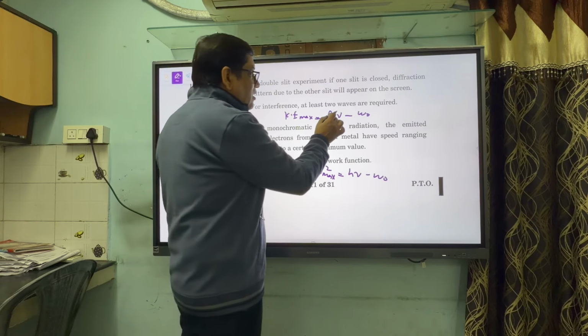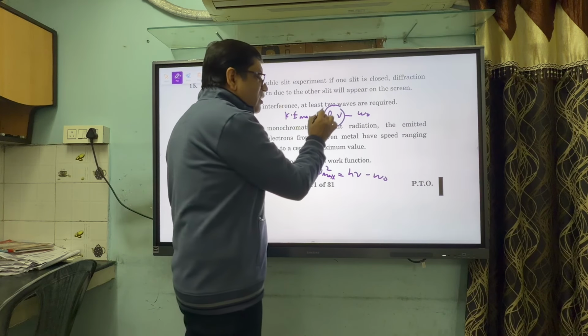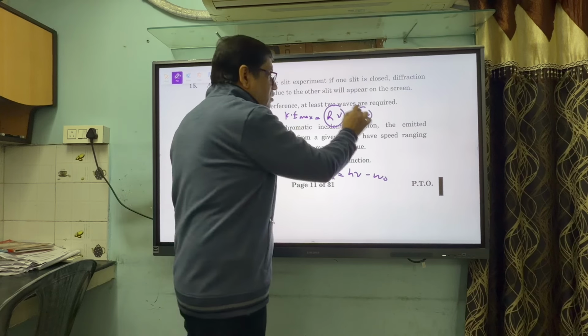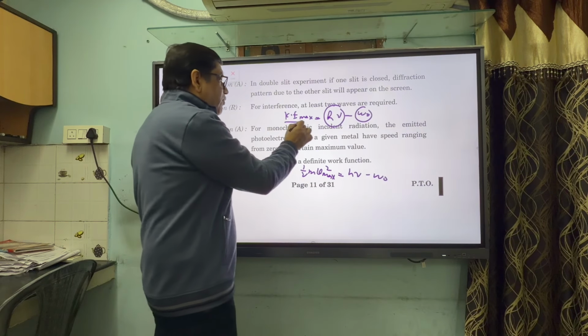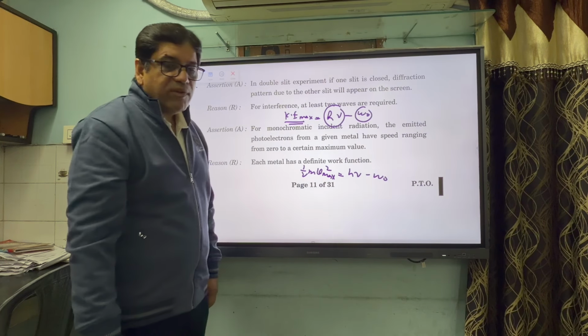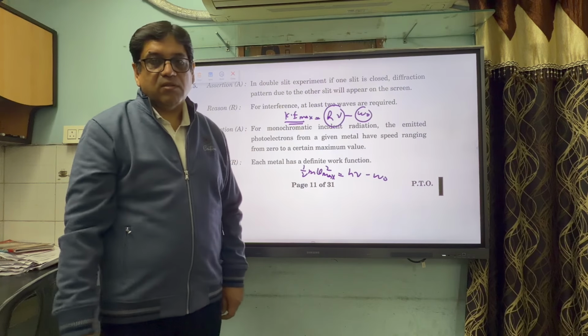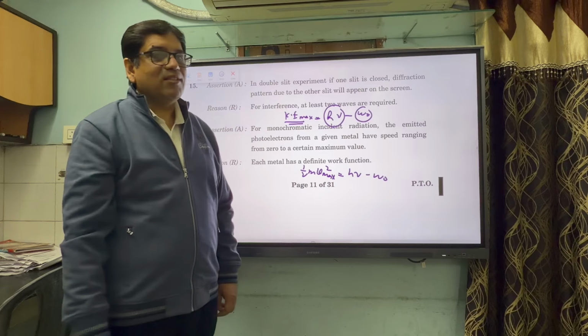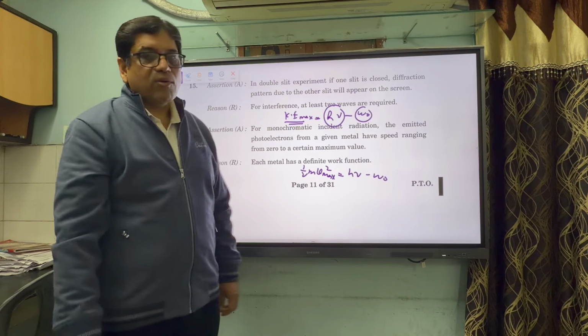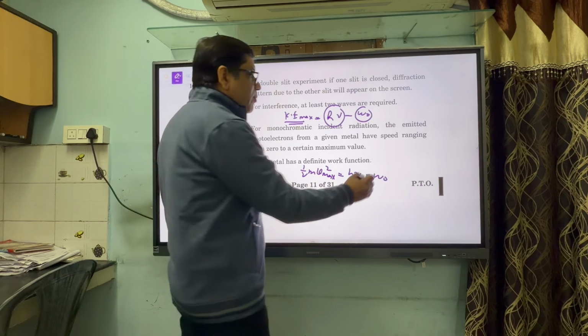Although the incident light photons have the same frequency and the work function is also fixed, still different electrons emitted have different kinetic energy and different velocities. Why does this happen? This is because all electrons are not emitted from the top layer of the metal.